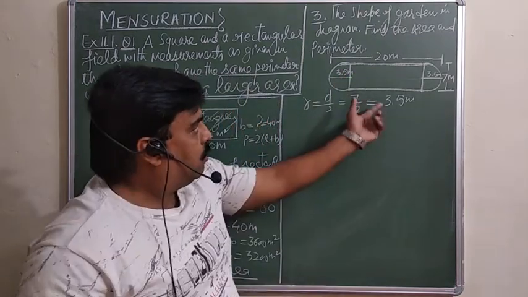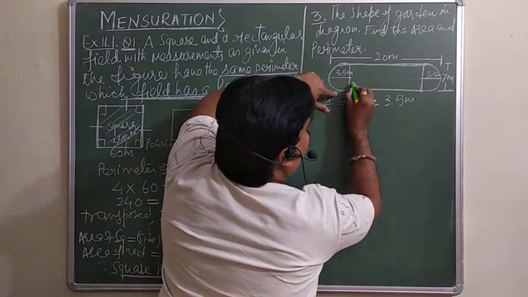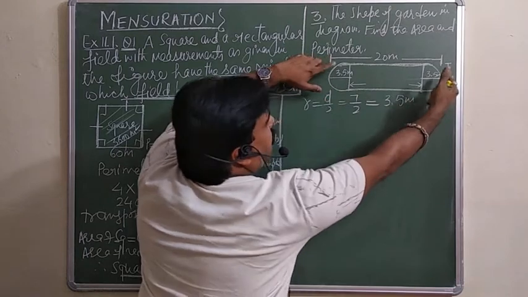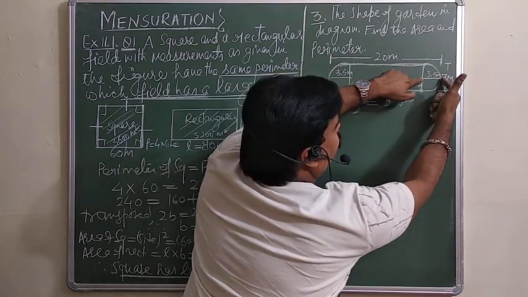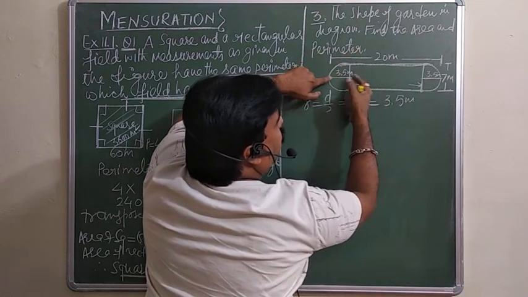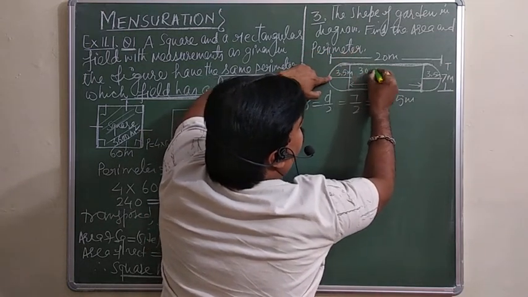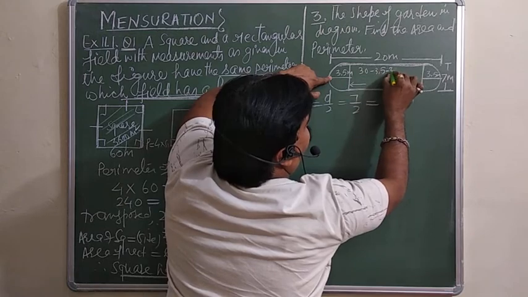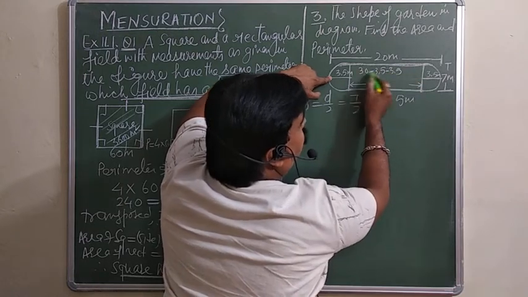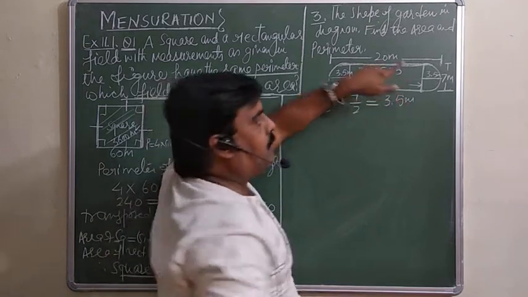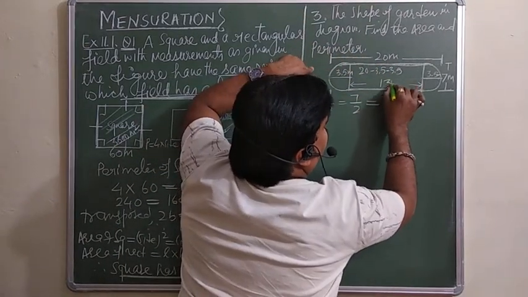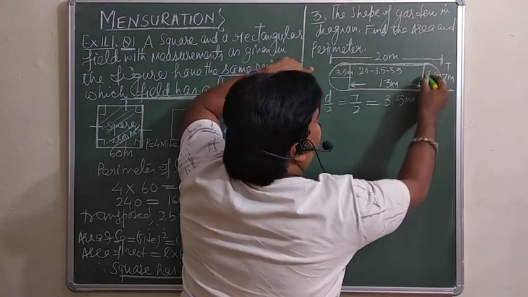Now if we talk about this length only, this is your 20. 3.5 we will subtract from here, and 3.5 from this side only. So 20 minus 3.5 minus 3.5, that is 20 minus 7, which is equal to 13 meter. This is your inner length, and this is your 7.